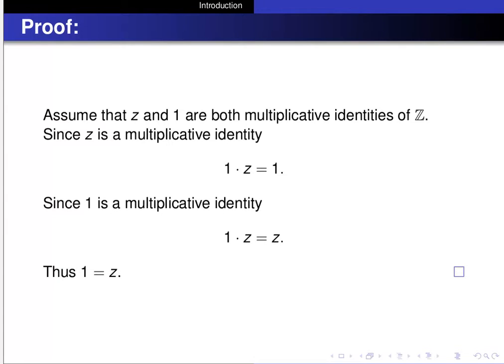And again, 1 equals Z then, because the outcome of multiplication is unique. So 1 times Z, regardless of whether it has two different names, has got to have the same value, so 1 is equal to Z. So we've just proven that a multiplicative identity has to be unique in the integers. So we'll call it 1 again.